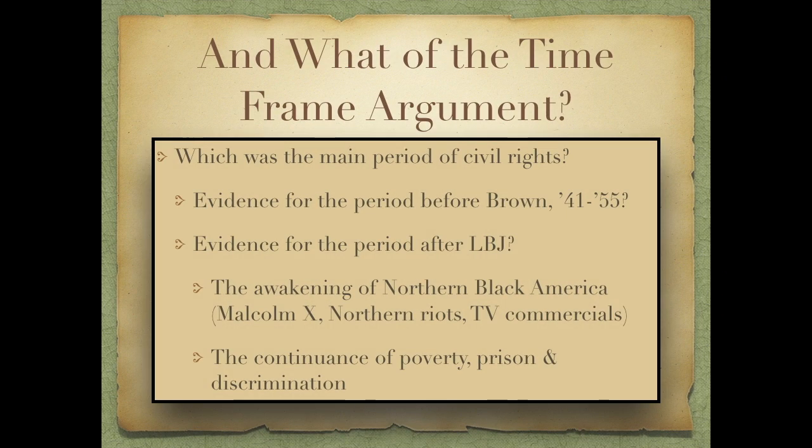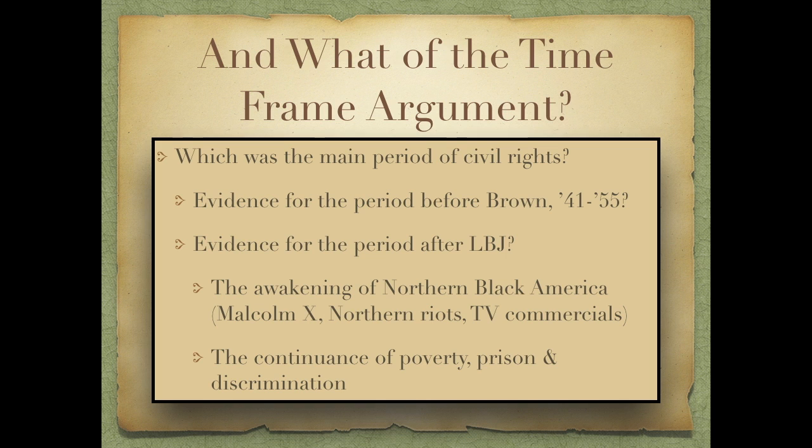Another argument is what of the time frame argument? What was the main period of civil rights? Was it the period from 1955 to 1964? That's what this slide shows arguing. But there's evidence for the period before Brown, 41 to 55, as the crucial time period for civil rights. We talked about the federal government's actions during that time. And what about the argument that the main time frame of civil rights was after LBJ?